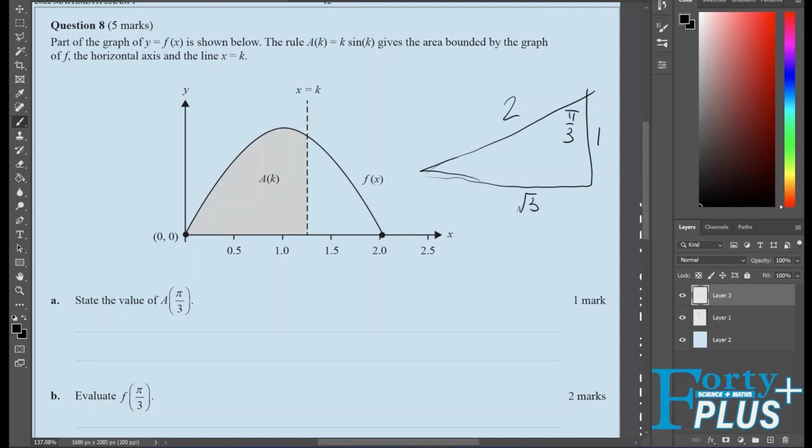And a of pi on 3 is going to equal pi on 3 times sine of pi on 3. Sine of pi on 3 is going to be root 3 over 2. That's pi on 3 times root 3 over 2. And that is going to equal pi root 3 over 6.